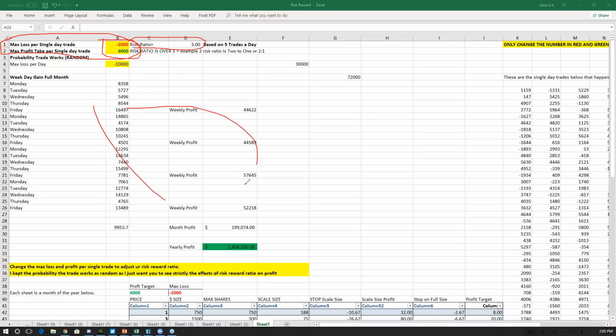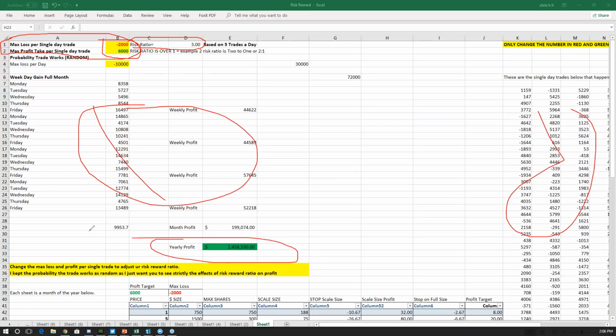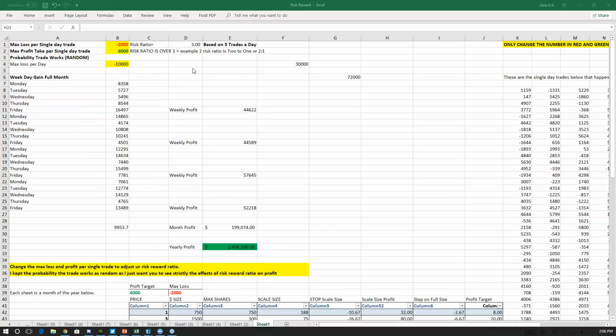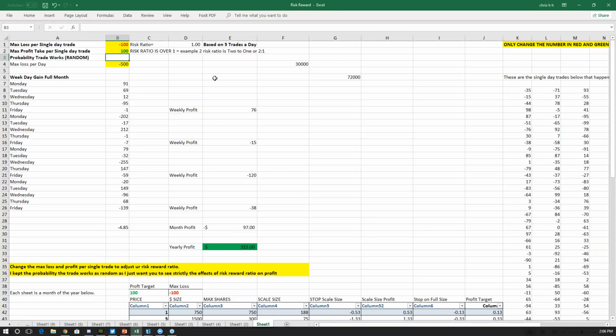These numbers themselves are just the simulation running in the background. It's running across multiple spreadsheets. And then I want you to look at the yearly profit, because these are the most important factors. Let's decrease the size to something a little better fitting for people's accounts. So let's say you're risking $100 to make $100. Risk reward ratio of 1. Random probability of these trades working, so a 50-50 shot, let's just say that.